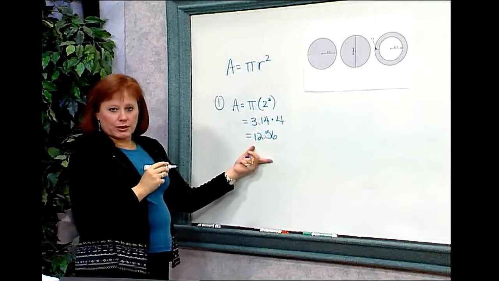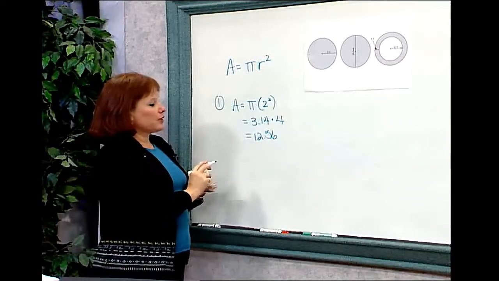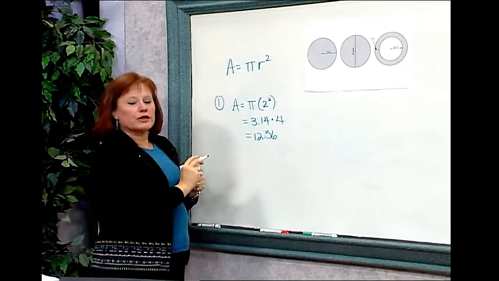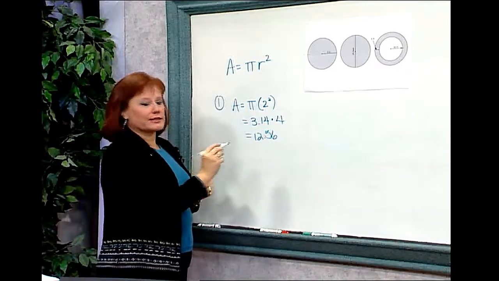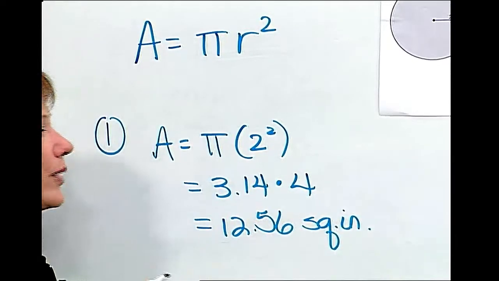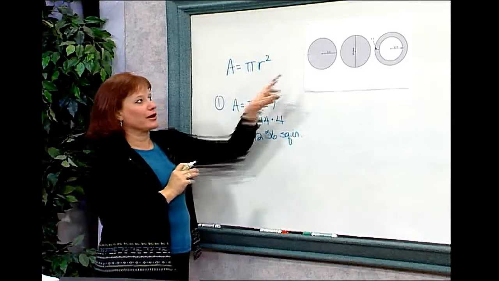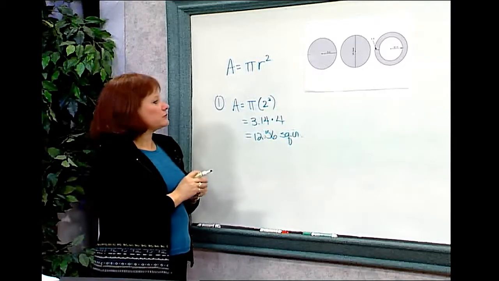Now the labeling is going to be important on this. I know that I've labeled in inches, so I want to be careful to label this as well. I don't just label it 12.56 inches, but 12.56 square inches, since that's how we always label area. There are 12.56 square inches of area in the first circle.